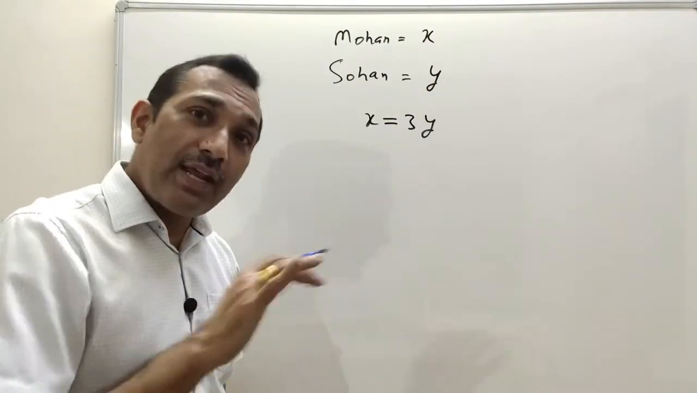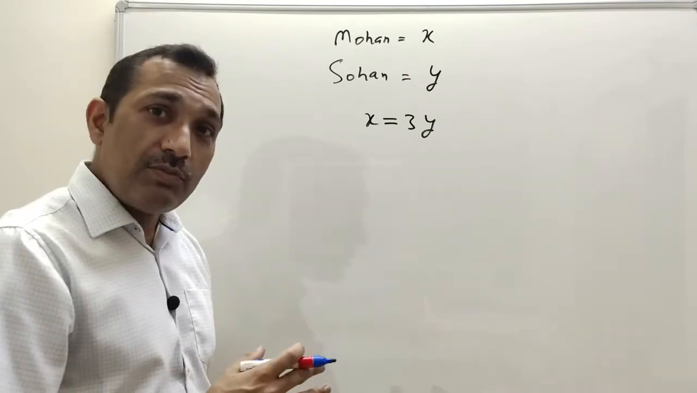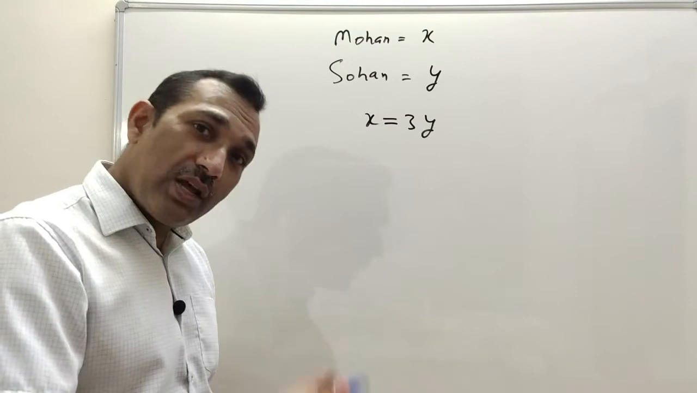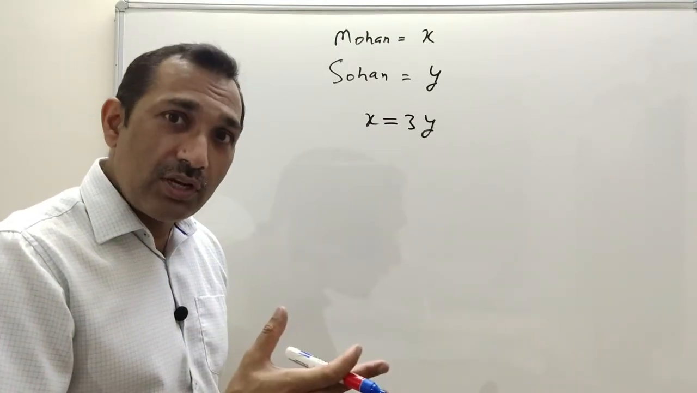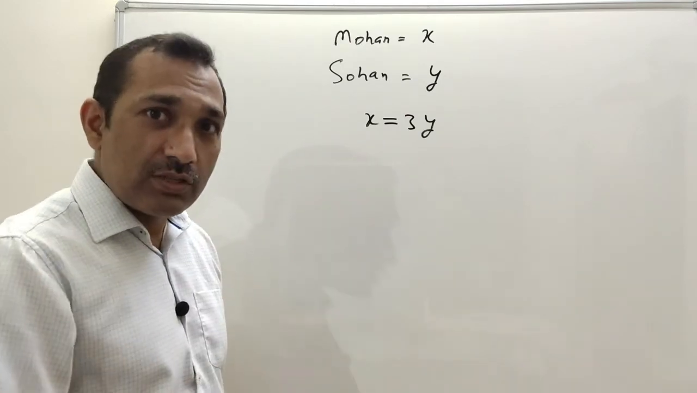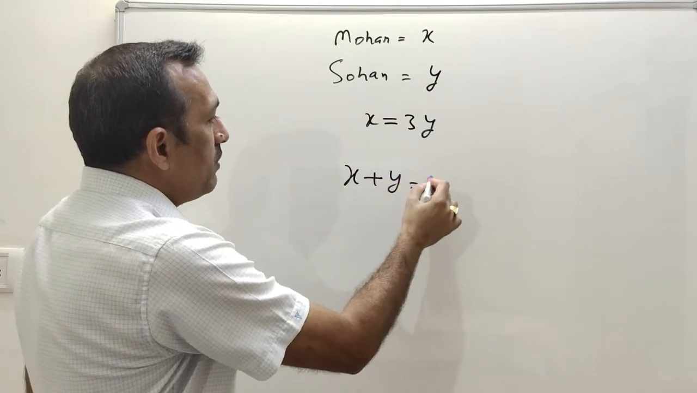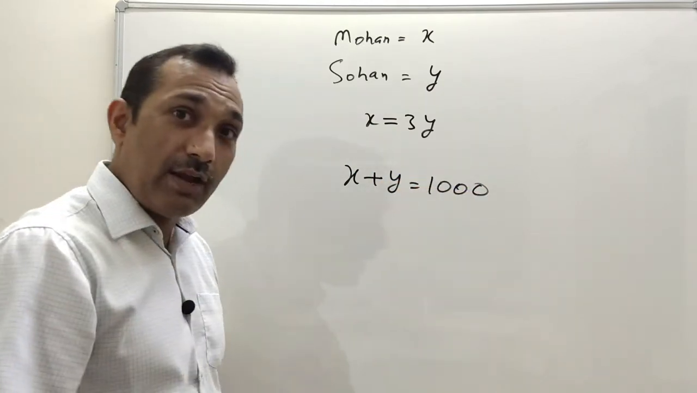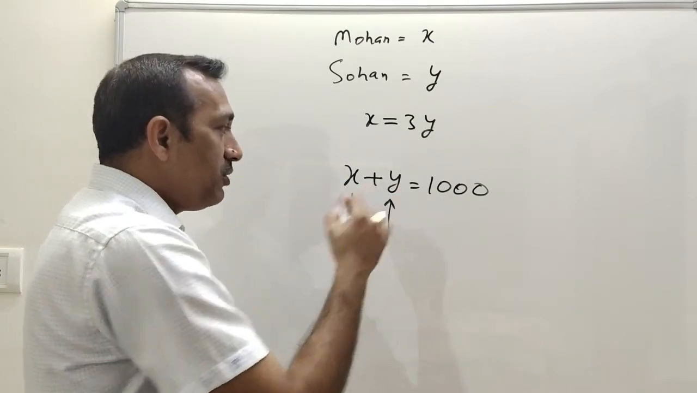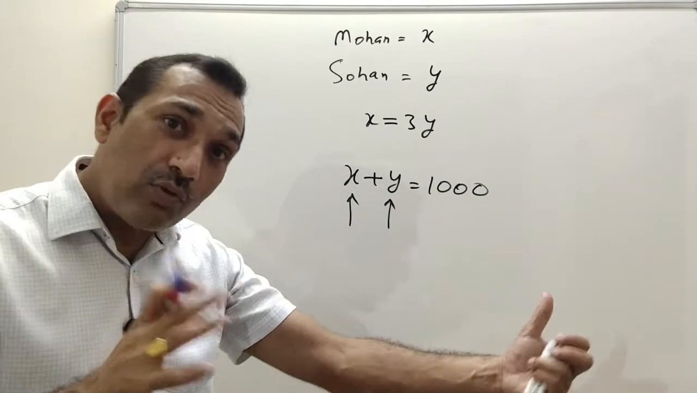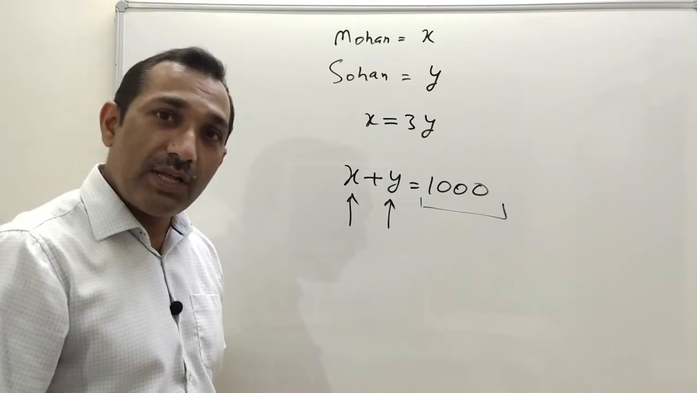Correct? Now another example we can look into. If Mohan has contributed some amount, Sohan also has contributed some amount, and the sum of their contribution is say 1000 rupees. So how to write that? In that case we can write X plus Y equal to 1000. That means amount contributed by Mohan plus amount contributed by Sohan, that means total amount is equal to 1000 rupees. So that is how we form the equation.